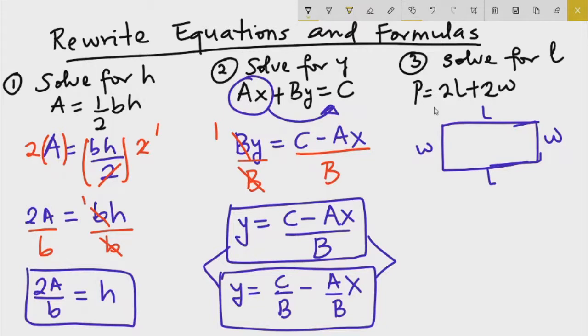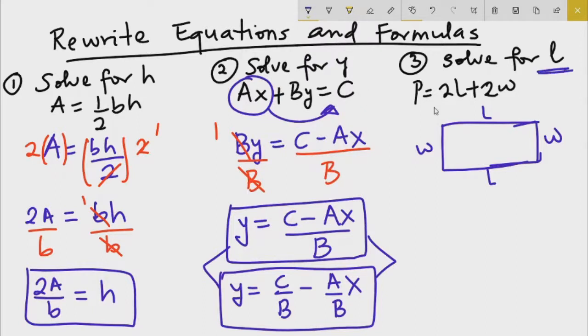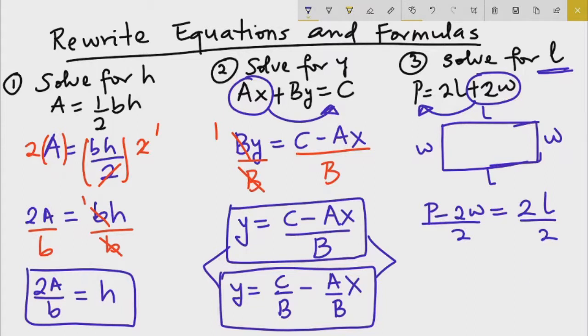If you want to find the perimeter of this shape, you have to add length to length, which is L plus L, which is 2L, and W plus W, which is 2W. Now all we are concerned about here is to solve for the length. That means we need to move this 2W to the left, so it becomes negative. It's going to be P minus 2W equals 2L. Then we divide by 2 on both sides, so length becomes P minus 2W divided by 2.